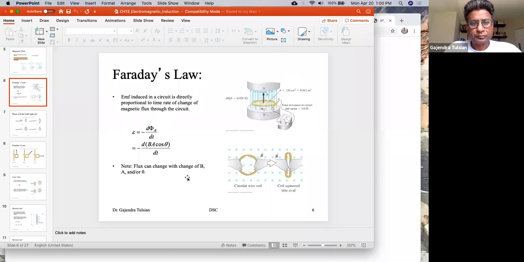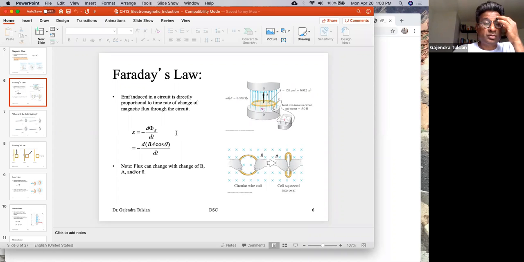All right. So Faraday's law says the EMF induced is equal to negative of the time rate of change of the flux through the wire. Again, if the flux through this loop changes, then you induce an EMF. If the flux does not change, there's no EMF.